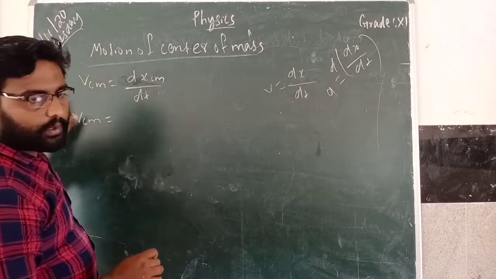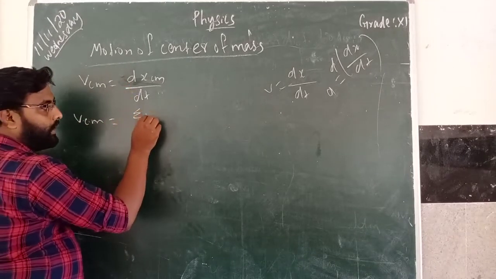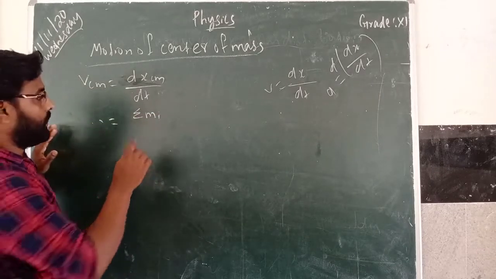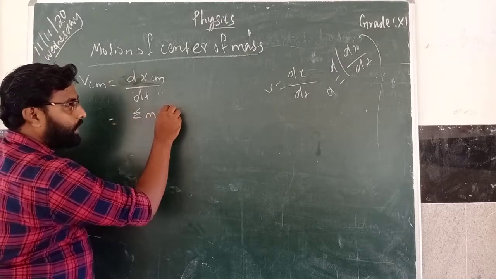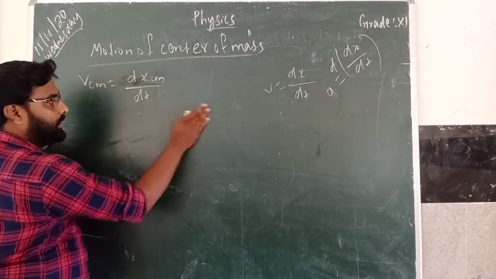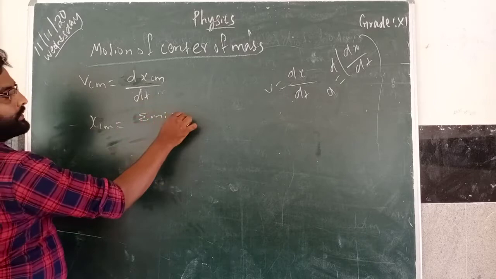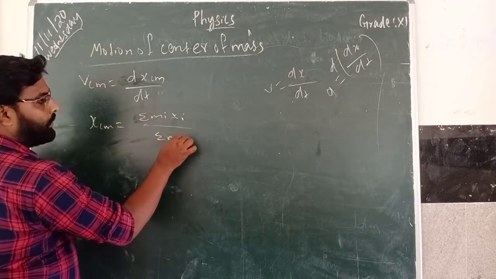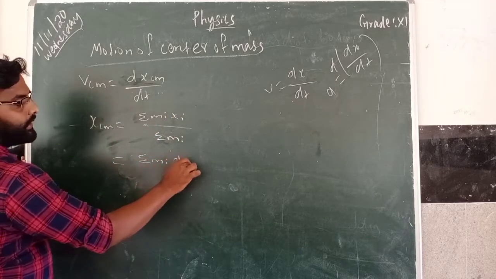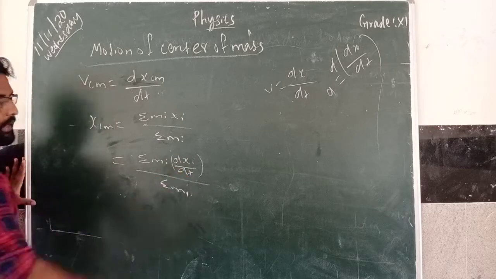Vcm equal to, you can differentiate. This is our formula, the center of mass formula: xcm is equal to sigma mi xi by sigma mi. You can differentiate this xi, dxi by dt. Here we are differentiating xi, so sigma mi dxi by dt. First differentiation with respect to time.